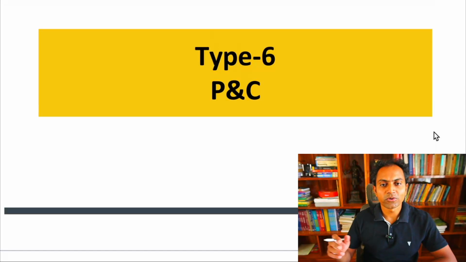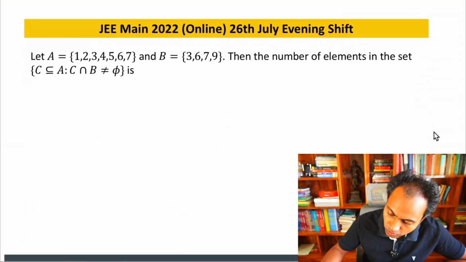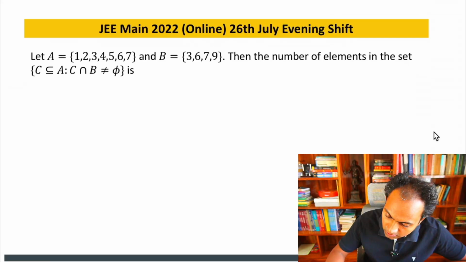Now let us look into type 6 problem. Type 6 problems are based on the intersection of PNC and set theory. Now let us look into this 2022 question. Question says that there is a set A given to us. There is also a set B given to us. Both of these sets are given.